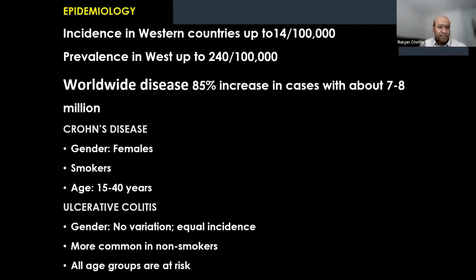Now, Crohn's disease tends to affect females who are smokers, younger patients, 15 to 40, whilst in ulcerative colitis, there is no real gender predilection. It's more common in non-smokers, and all age groups are at risk.